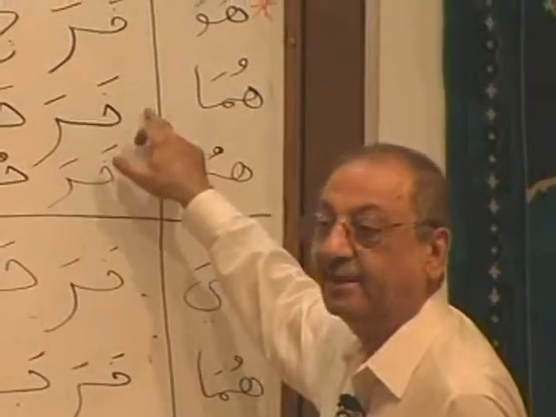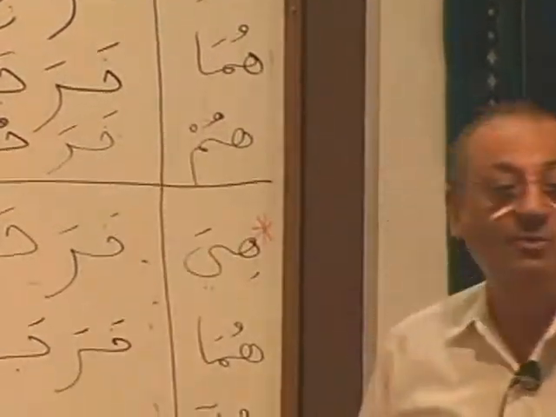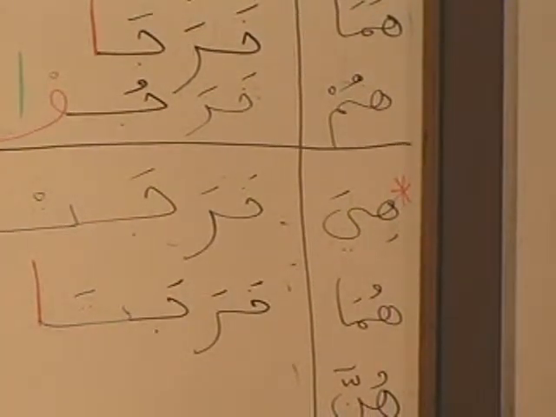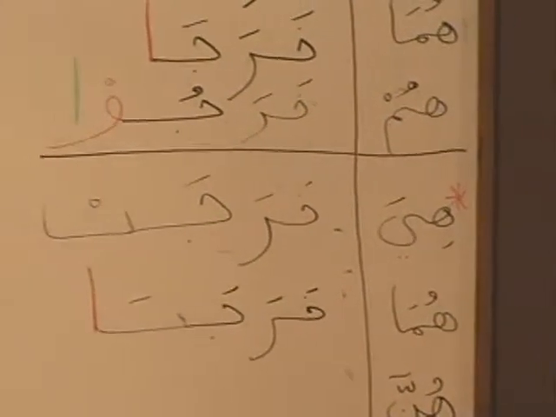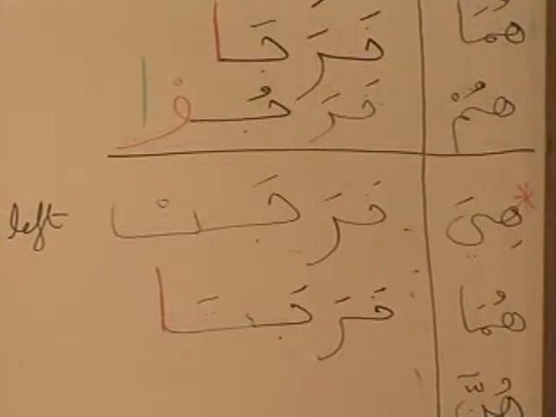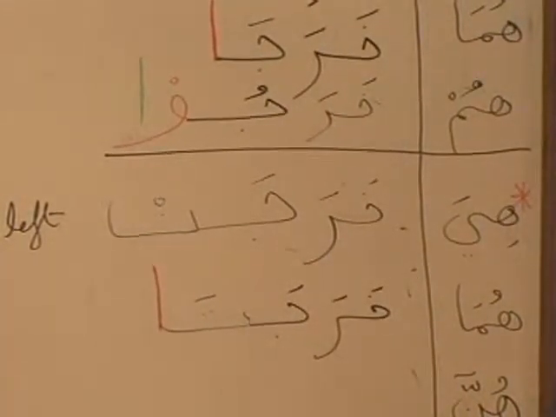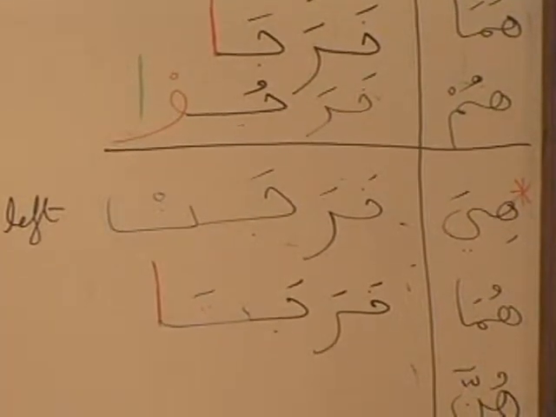Nasara, nasara, nasaru, nasarat, nasarata. Next verb? Kataba, kataba, katabu, katabat, katabata. Are you with me? And then next one?